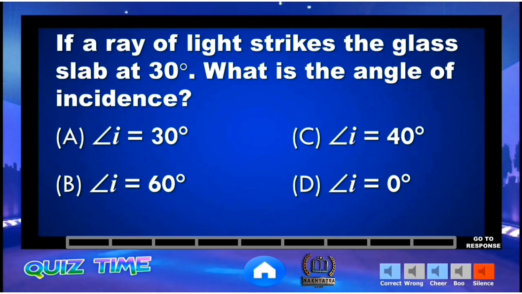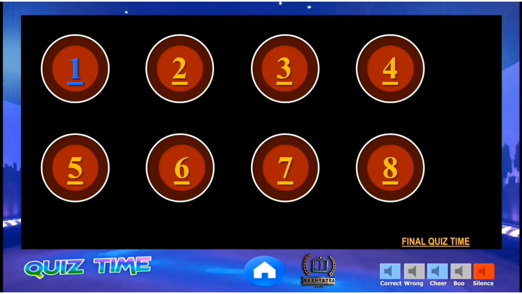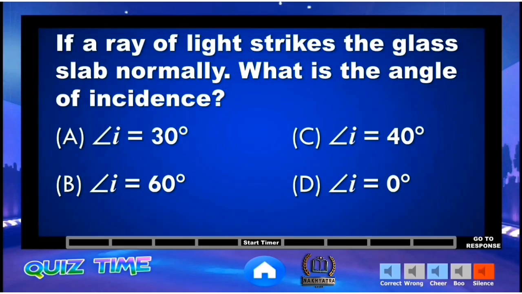Alright, time's up. So now can you tell me which is the correct option? Yes, option B, that is angle I equal to 60 degree. So এখন গ্লাস স্ল্যাবত যদি এডাল লাইট ৰে 30 ডিগ্ৰীত স্ট্ৰাইক কৰে তেতিয়া এংগল অফ ইনসিডেন্সটো হ'ব 60 ডিগ্ৰী কাৰণ আমি জানো যে এটা সাৰফেসত নৰ্মেলটো সদায় 90 ডিগ্ৰী. So the angle of incidence will be 90 degree minus 30 degree, which is equal to 60 degree. So I hope everyone understood.